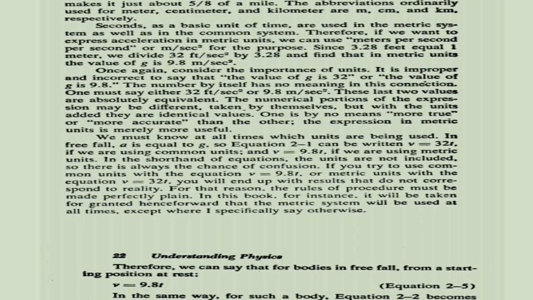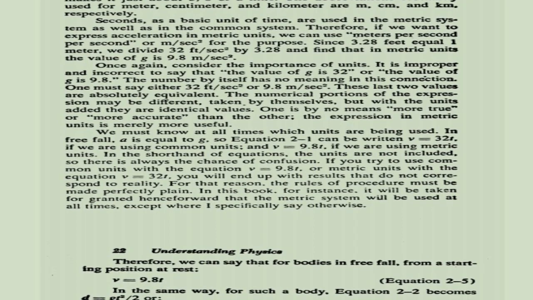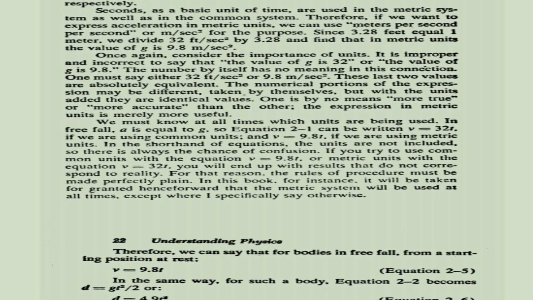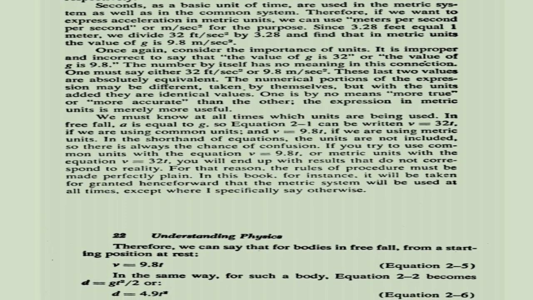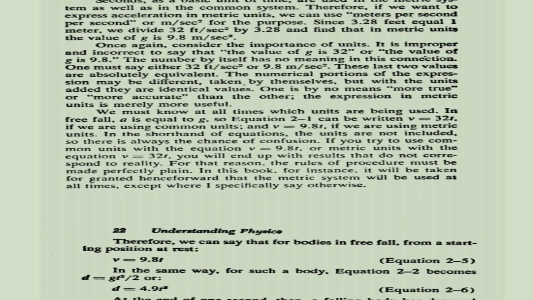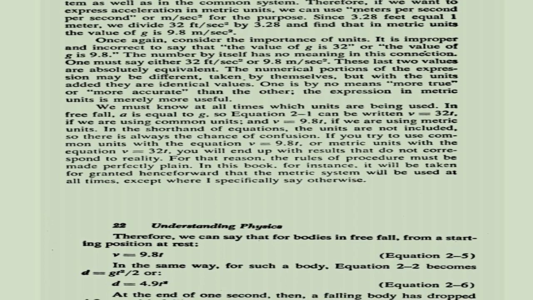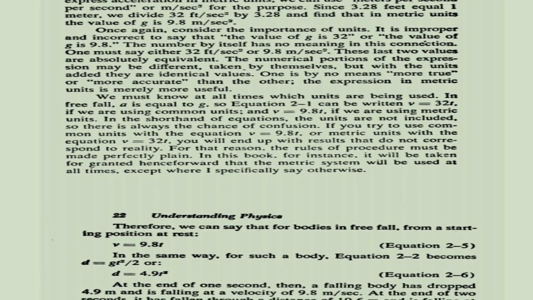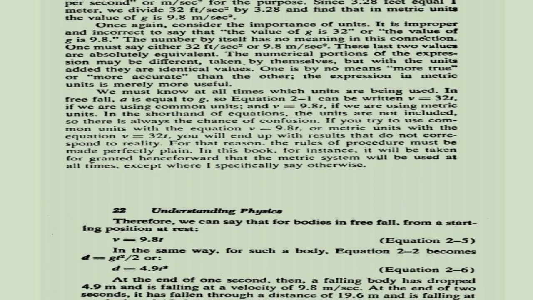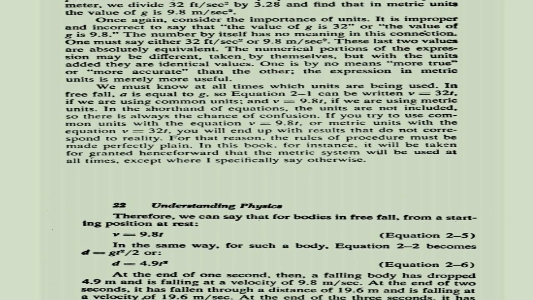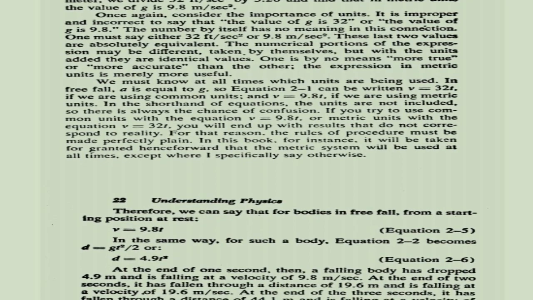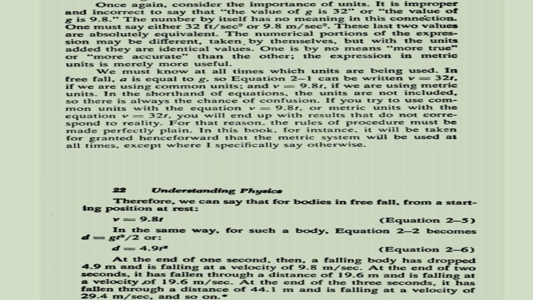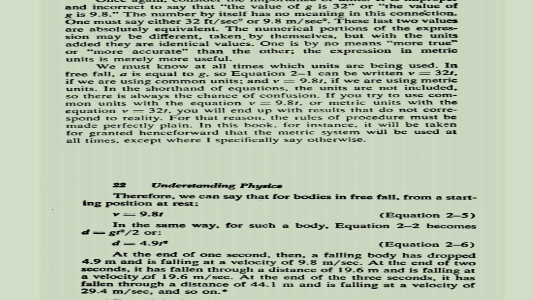For that reason, the rules of procedure must be made perfectly plain. In this book, for instance, it will be taken for granted henceforward that the metric system will be used at all times, except where I specifically say otherwise. Therefore, we can say that for bodies in free fall from a starting position at rest, v equals 9.8 times t. Equation 2-5. In the same way, for such a body, equation 2-2 becomes d equals g times t squared divided by 2, or d equals 4.9 times t squared.